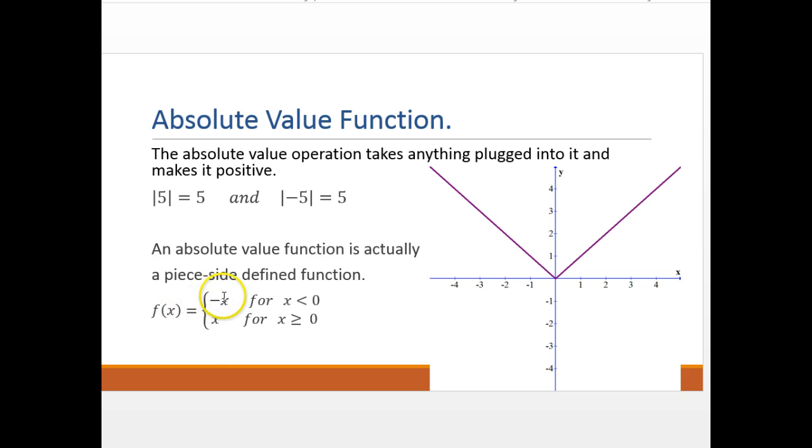It's f of x equals negative x for x less than 0. So if x is negative, we're going to change the sign. A negative negative becomes a positive. And f of x equals x for x greater than or equal to 0. The graph of an absolute value function would look like this. It would decrease until it hits the origin, then it would increase. These are basically a mirror image of each other.